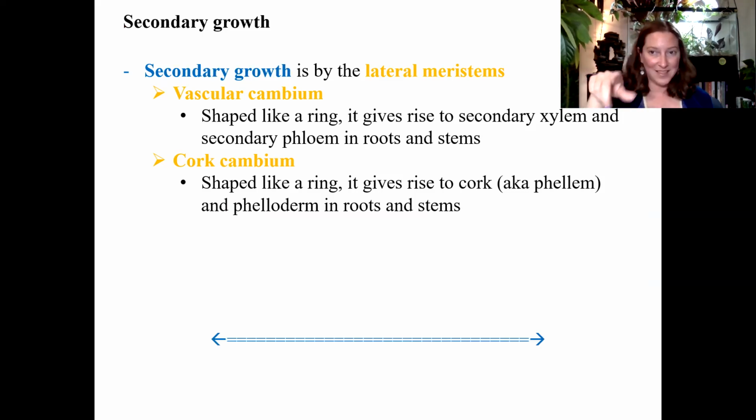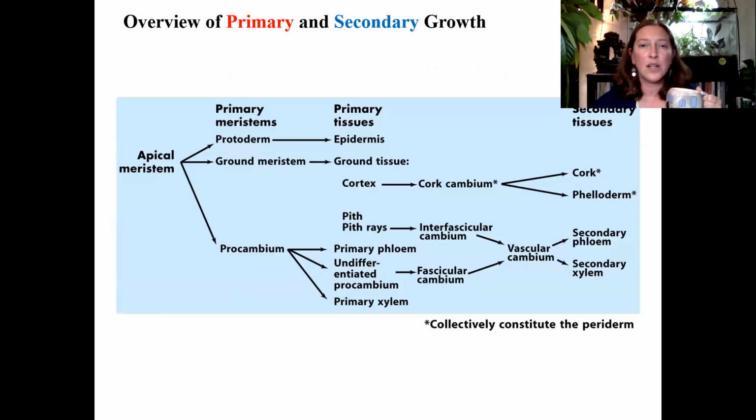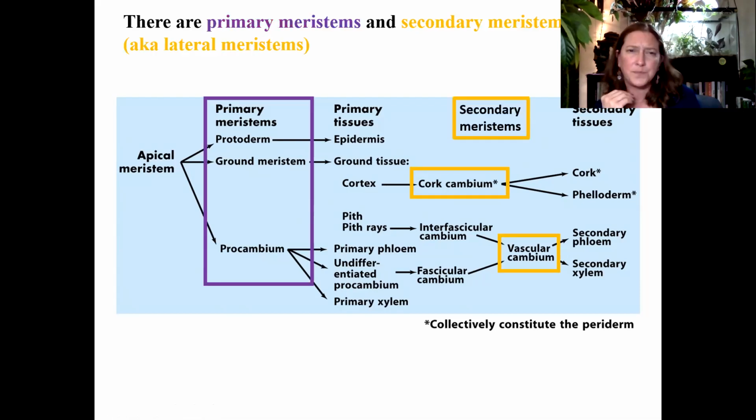And this little arrow right at the bottom is just reminding you secondary growth is by lateral meristems because you're trying to get thick, right? Wider. Okay, so here is a nice schematic that shows you all of the players of primary and secondary growth, right? That apical meristem makes 3 primary meristems. Those primary meristems are going to make primary tissues. And there are primary meristems and secondary meristems, or AKA lateral meristems, that I just mentioned on the previous slide.